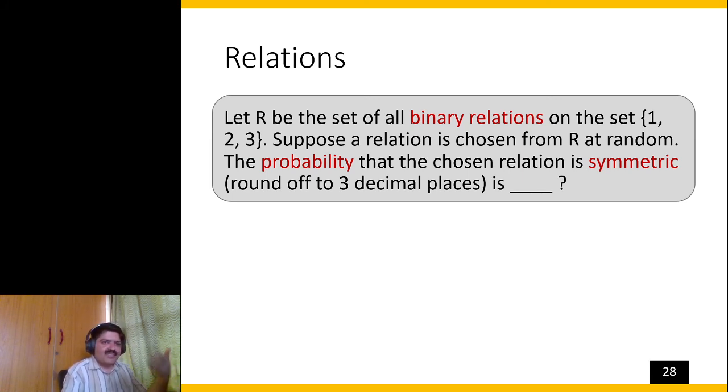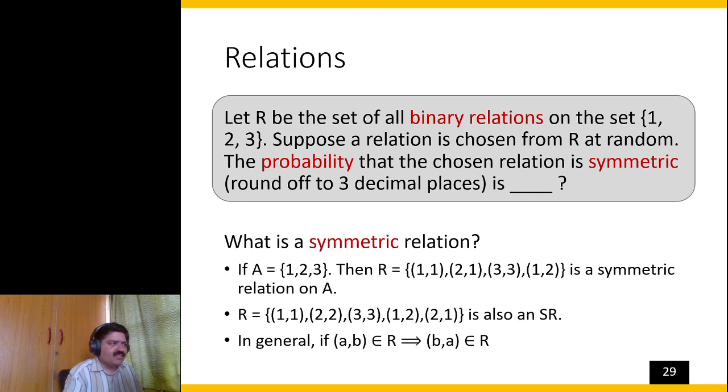Before we solve this problem, we need to understand what a symmetric relation is. For a symmetric relation, here is an example. If A is {1, 2, 3}, then R contains (1,1), (2,1), (1,3), (3,1), (1,2). This is a symmetric relation on A.